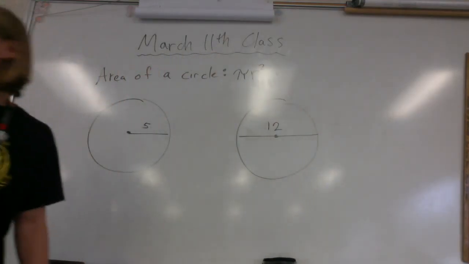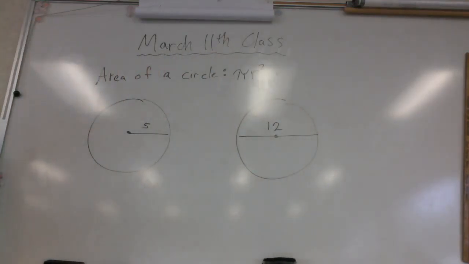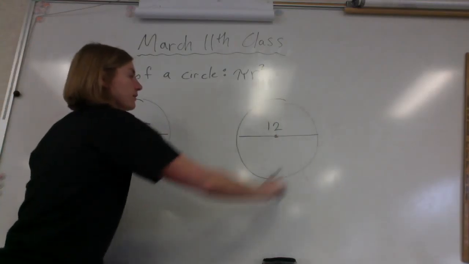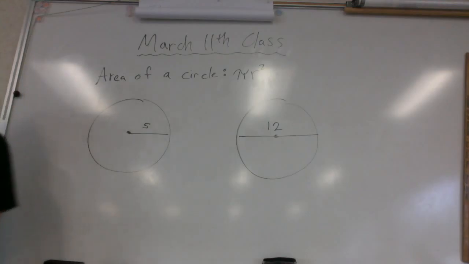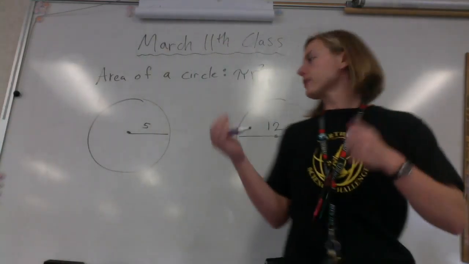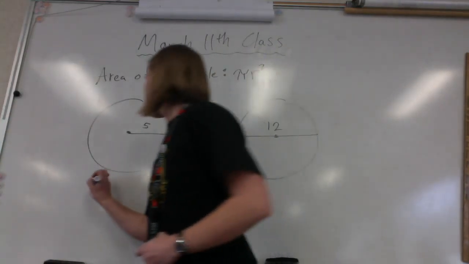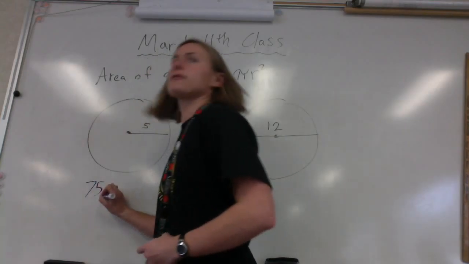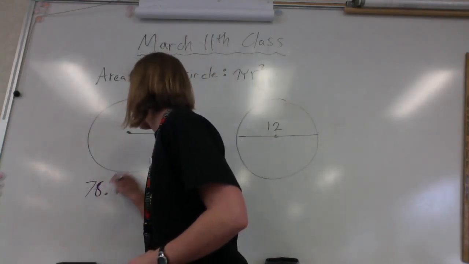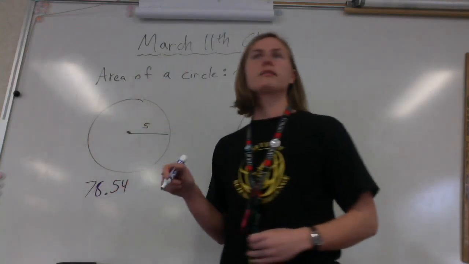Okay, so go ahead and try these two. Find the area of this circle that has a radius of 5 and the area of this circle that has a diameter of 12. Go ahead and try those. Okay, what do we get for the first circle? Sophia, what'd you get? 78.54. Is that about what everyone else got?